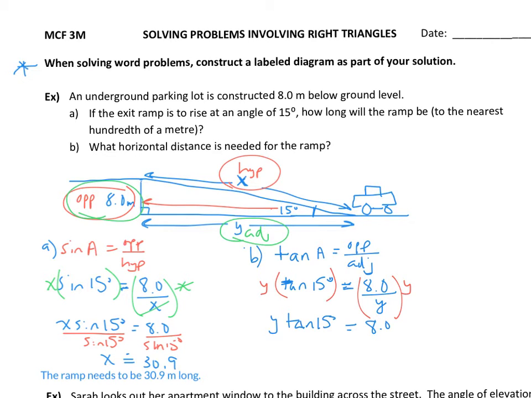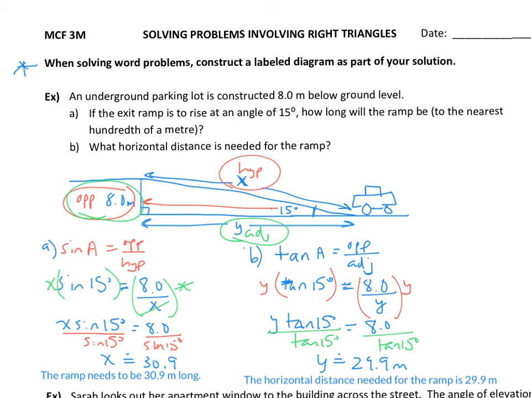Divide both sides by the tan of 15 degrees, and that will give us our value for y. So we're going to have y being approximately equal to 8 divided by tan 15, which rounds to 29.9. 29.9 meters will be that horizontal distance there. And again, follow that up with a therefore statement.